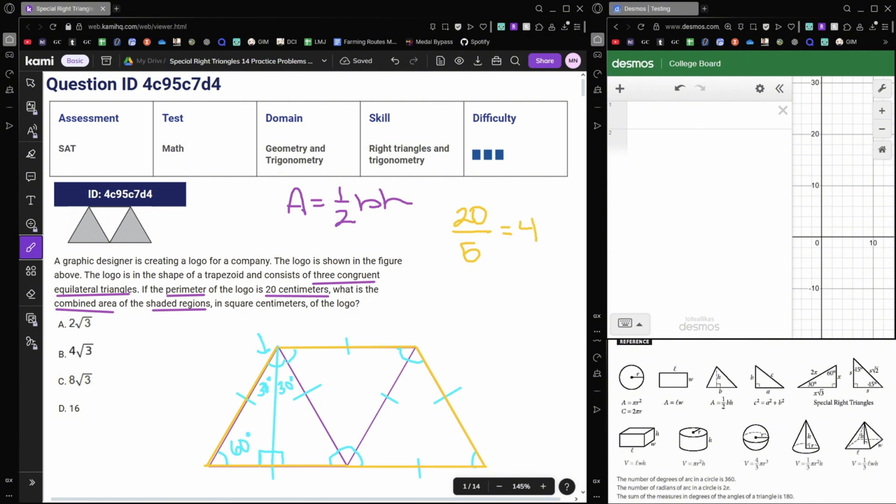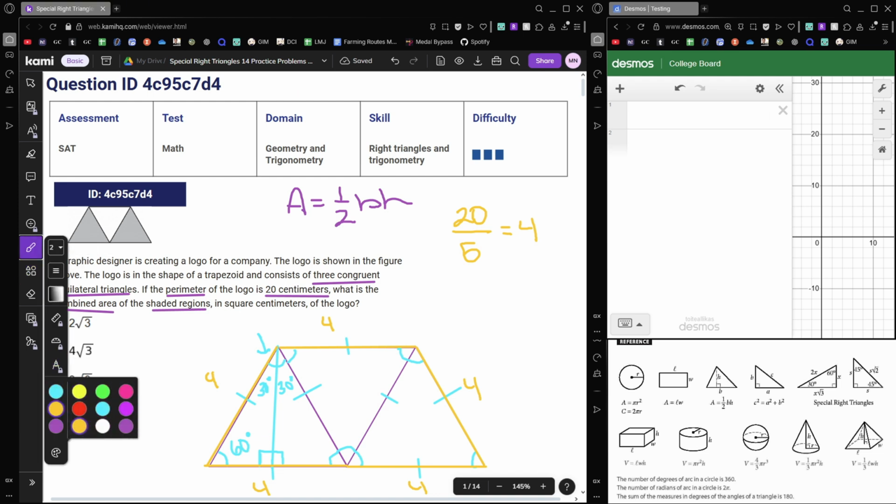So this would be 4 centimeters up here, 4 centimeters here, 4 centimeters here, 4 centimeters here, and 4 centimeters here. Alright, and remember we did cut this triangle here on the left in half, which means that the whole side length of 4 centimeters is now going to be split into this part right here, which is 2, and then this part right here, which is another 2. Okay, now our next step is to find out the length of this height right here.